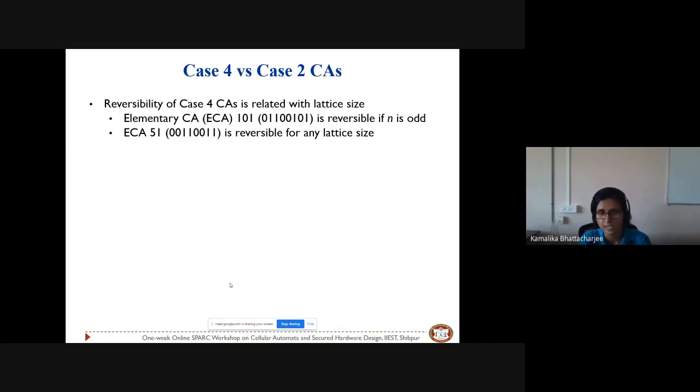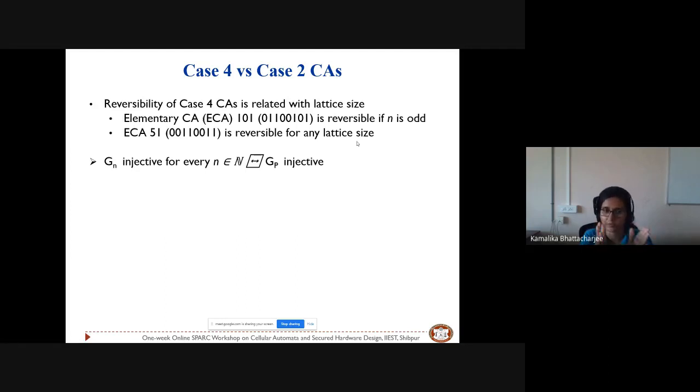There is some problem though. What is the problem? For case 4 CAs, reversibility is related with lattice size. So when lattice size is different, the behavior might be different. For example, this 101 is reversible if n is odd. Just like 75, it is reversible when n is odd. Whereas 51 is reversible for any lattice size. So we can decide about reversibility or the injectivity of GP when Gn is injective for every n.